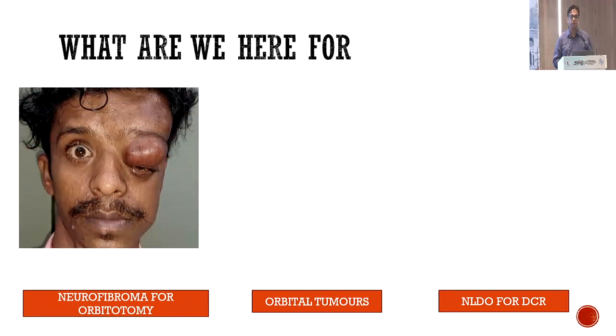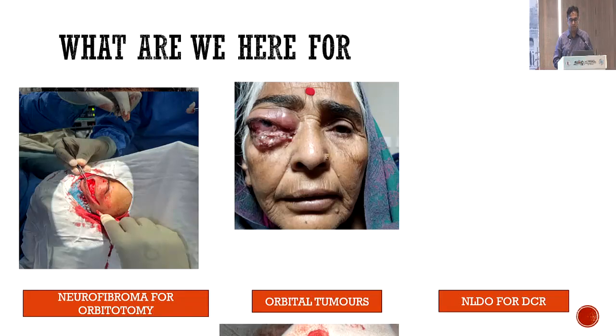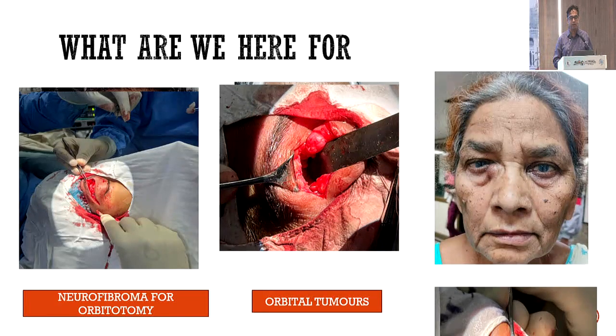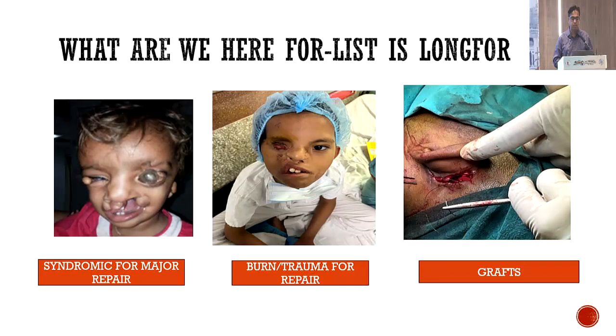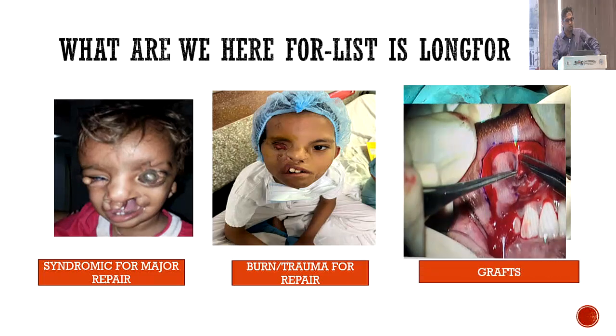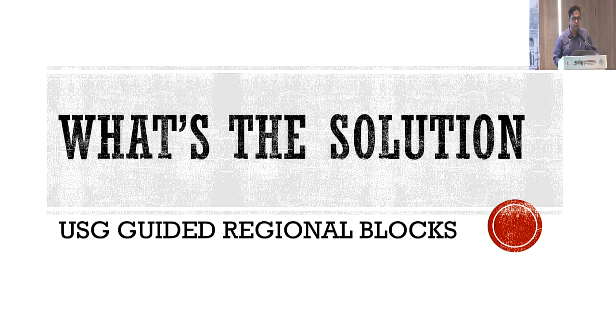It is for the neurofibroma, for orbitotomy, which is orbital tumors. This is for DCR. This is for syndromic cases, for major repair, for the burn trauma of the patient, for the graft from the post-auricular or the intra-auricular area. And these cannot be done with a simple peribulbar block or a topical block. So what was the solution for us? The solution was we started trying to use ultrasound guided regional blocks.